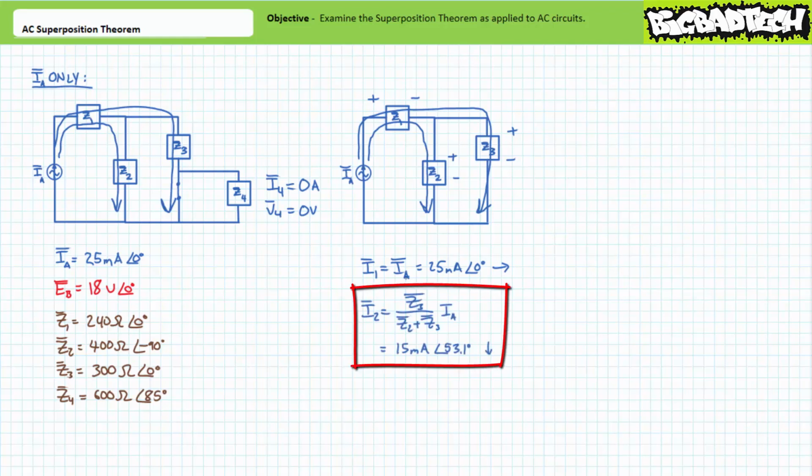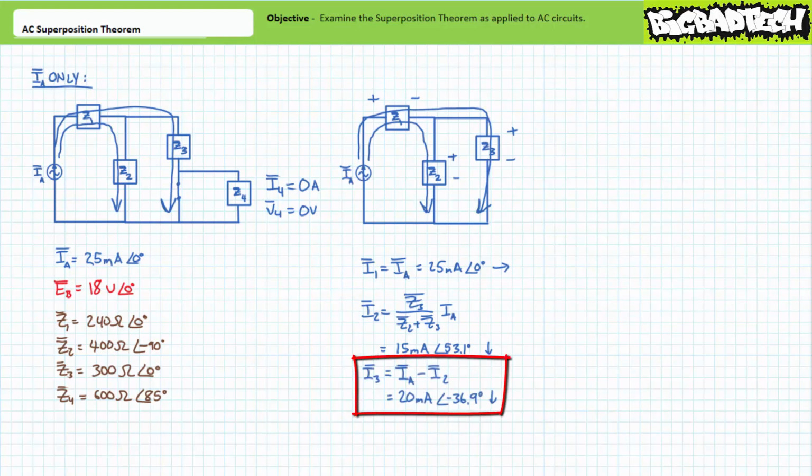An application of the current divider rule demonstrates I2 will be 15 mA at an angle of 53.1 degrees, traveling top to bottom. A subsequent application of Kirchhoff's current law demonstrates I3 will be the remaining 20 mA at an angle of 36.9 degrees, traveling top to bottom.